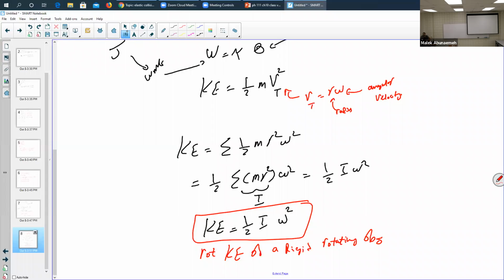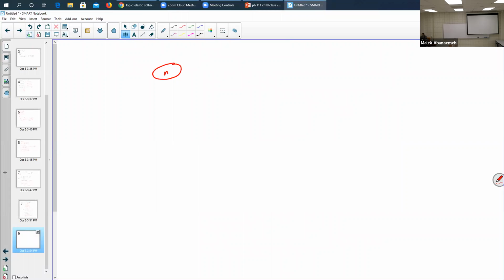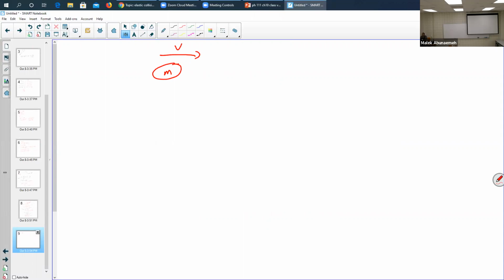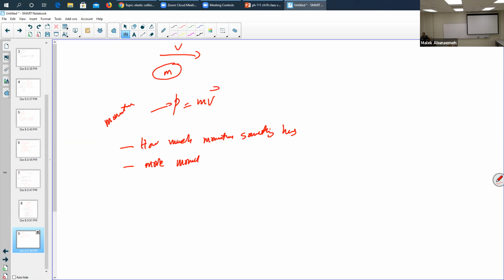So, 1 second. If you've got a ball of mass m going at velocity v, you're also going to have your momentum, which is mv. Now, we talked about momentum, right? How much momentum something has? The more momentum, the harder it is for it to stop.